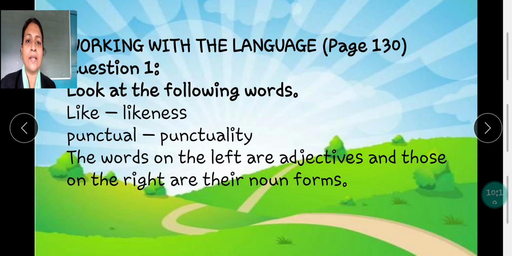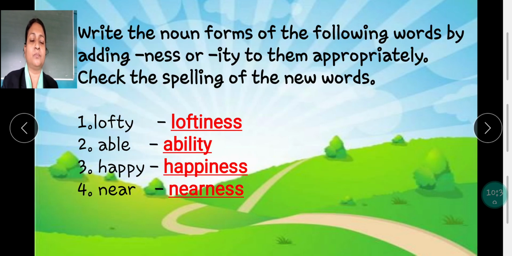Children, I end this chapter here. We'll be continuing this in the next part. Today you will be working with the language. Look at the following words: light, lightness, punctual, punctuality. The words on the left are adjectives. Those on the right are their noun forms. Write the noun forms of the following words by adding -ness or -ity to them appropriately. Check the spelling of the new words.